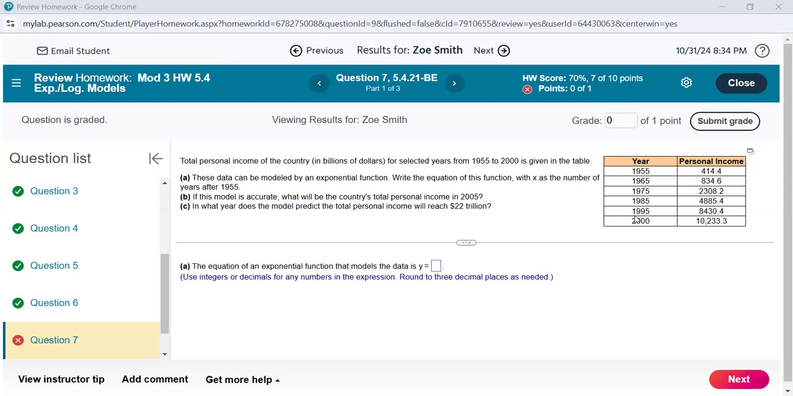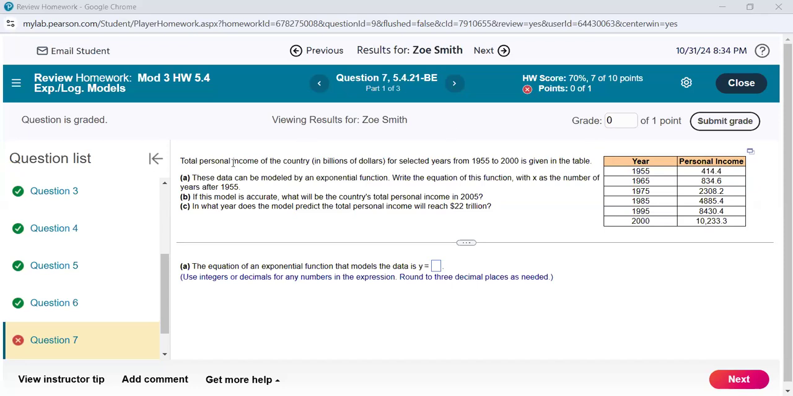The table is giving years, by the decade, starting in 1955, 65, 75, and so on. And for each year, they're reporting the total personal income that was earned by people in a certain country. Of course, it's a large amount, so these are in billions of dollars. In the year 1955, this country's population earned a total of 414 billion dollars in personal income.